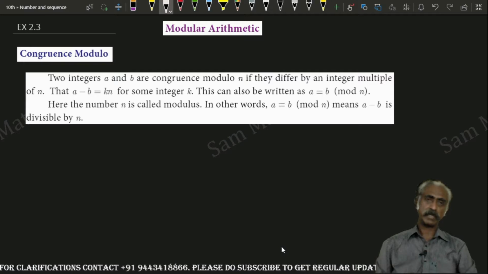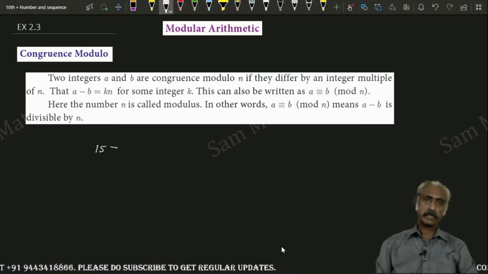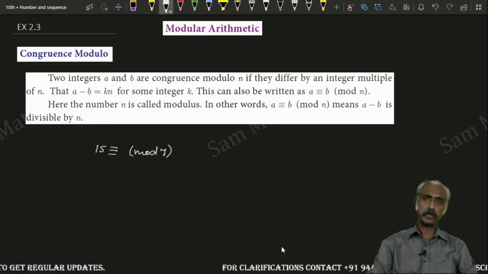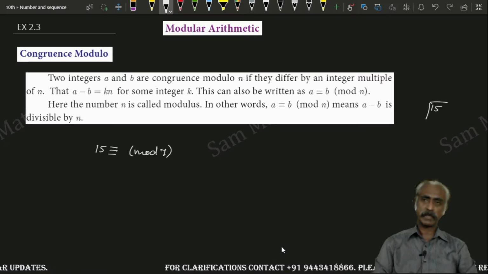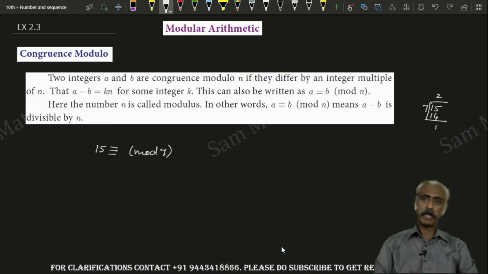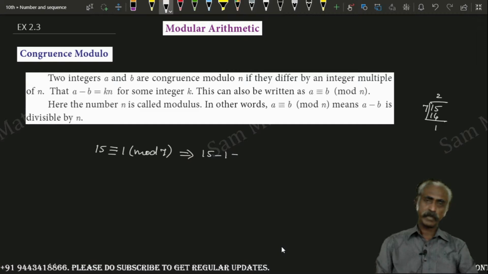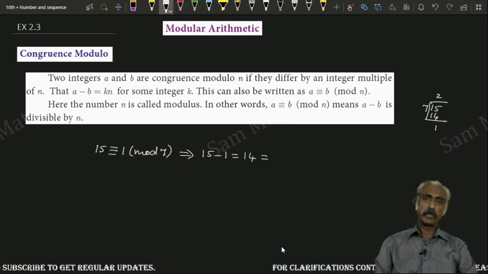We can see an example here. Suppose I am taking 15 as one number, and its congruence modulo, here I am using modulo 7, that is mod 7. So what to do? 15 divided by 7, you just divide. You are getting 2 times 7 is 14, the balance is 1. The remainder you have to write here, which implies 15 minus 1 is equal to 14. Clear, children? So this is equal to 2 into 7. This is some integer they mentioned.